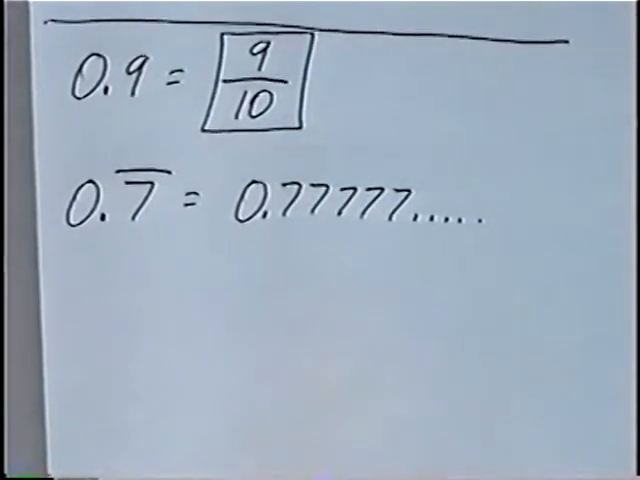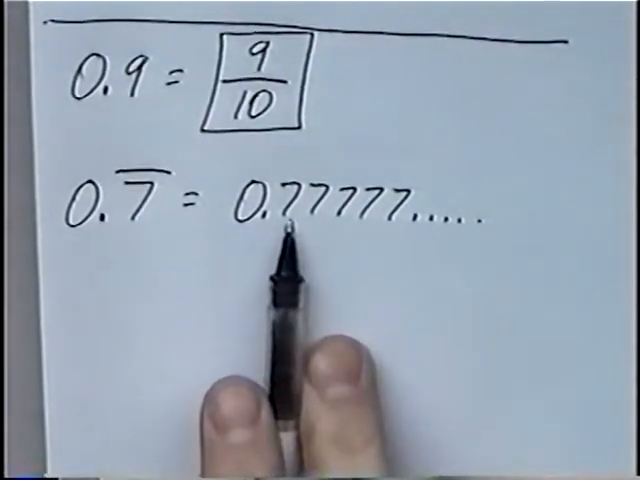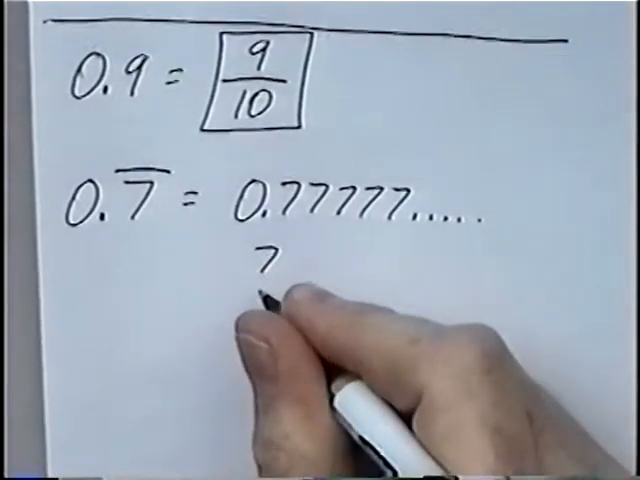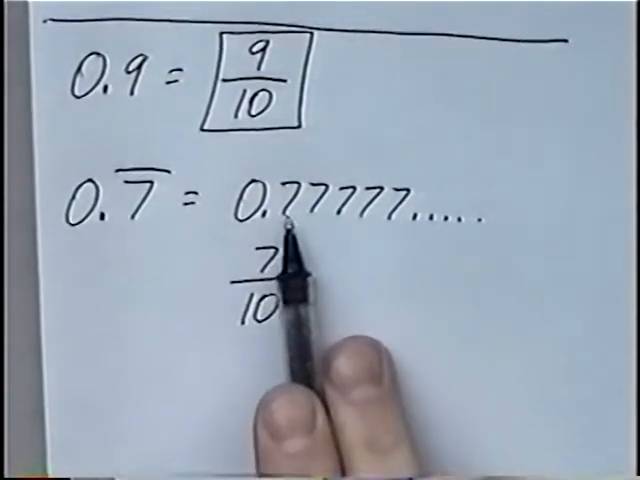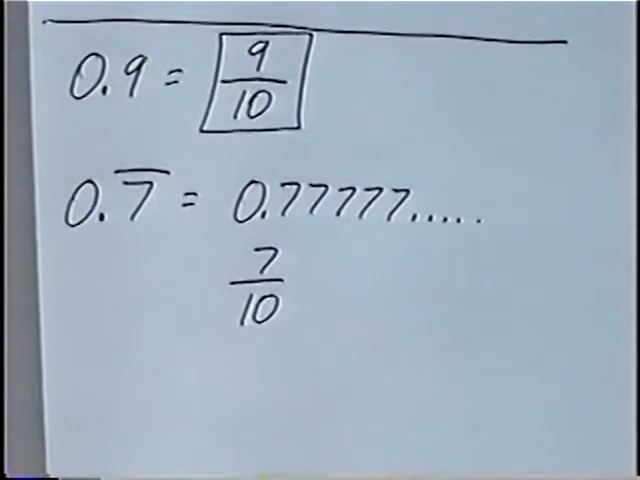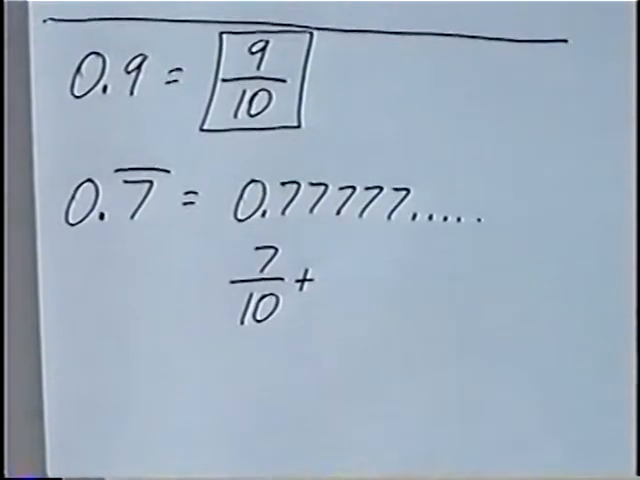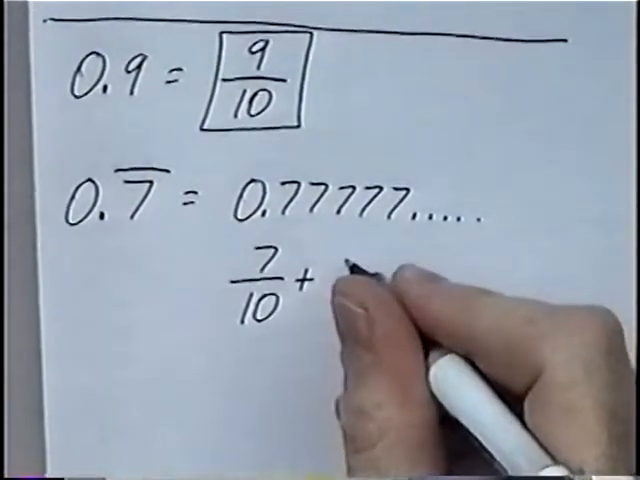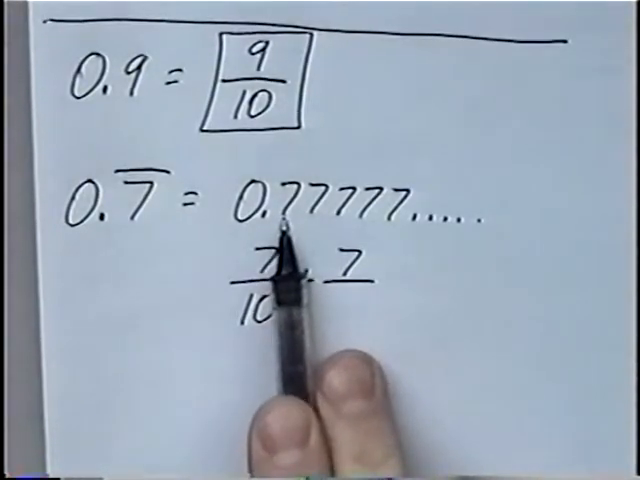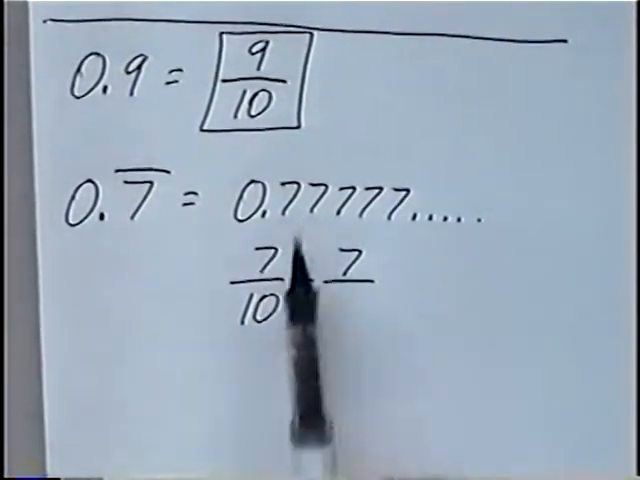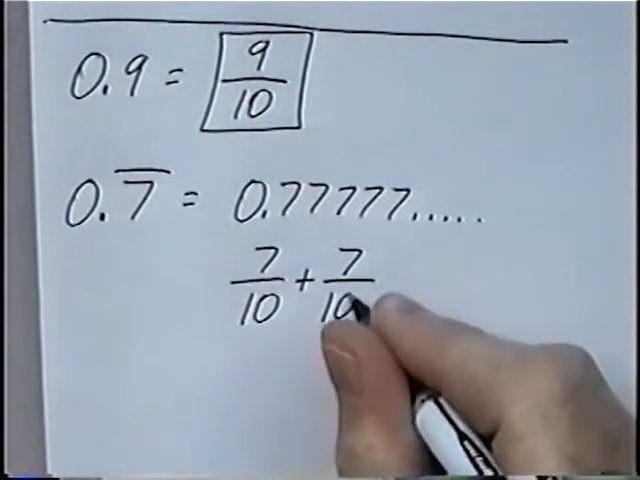We can write each number as a fraction, taking the first 7. The first 7 would be 7 over the placeholder value, which is 10. So 0.7 would be 7 over 10. And what we can do is add to that each additional 7 afterwards. The second 7 would be in the second decimal place. The first decimal place would be the tenths. Second decimal place would be the hundredths.